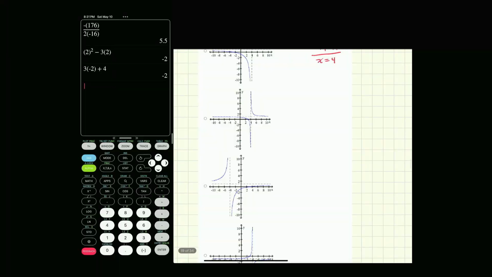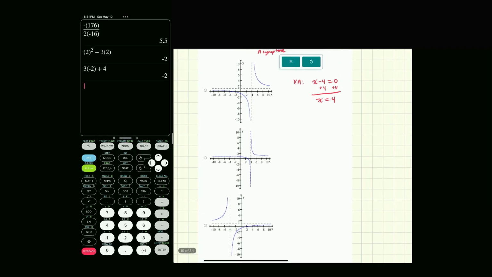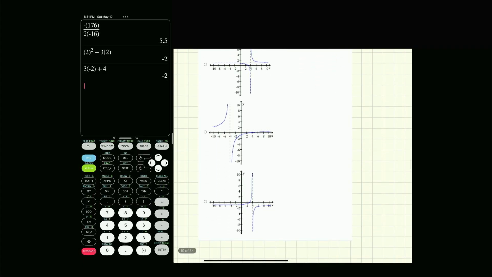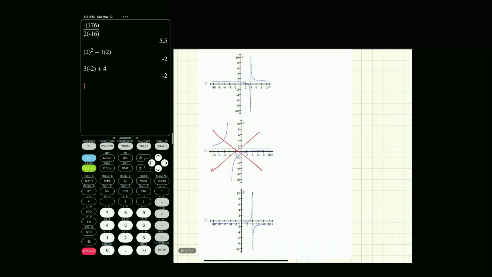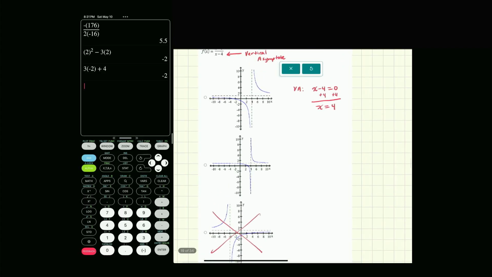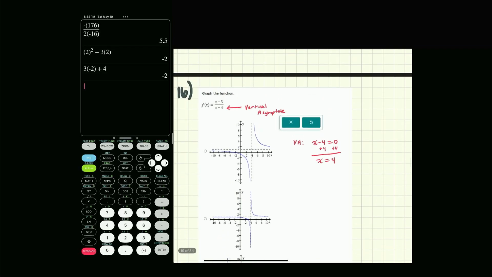So which one of these graphs has an invisible wall, or a dotted line, at x equals 4? This one has one at negative 4. That's not correct, so it's eliminated. The other three look like they all have vertical walls at 4. So we were able to eliminate one answer.